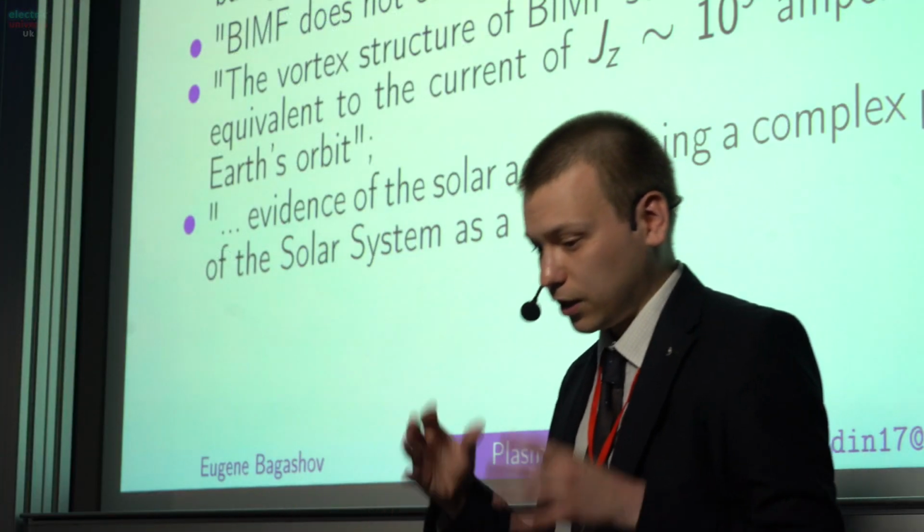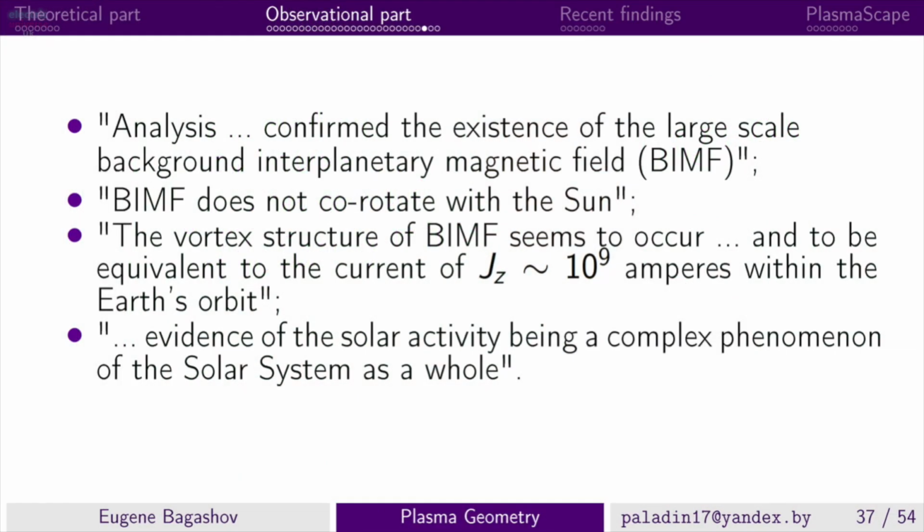But what they found was that their analysis confirmed the existence of the large-scale background interplanetary magnetic field, BIMF. And this BIMF does not correlate with the sun. It means it might not even be related to the sun in the first place, okay? And even more so, they found that there is a vortex structure of this BIMF. So there's a circulation of the magnetic field strength vector along the Earth's orbit, at least. And this circulation, if you just use Maxwell's laws, would correspond to a current of gigaamperes, 10^9 amperes, within the Earth's orbit. So there's a current either directly perpendicular or at some angle, but there's a current running there. And we can measure that, at least through those secondary means.